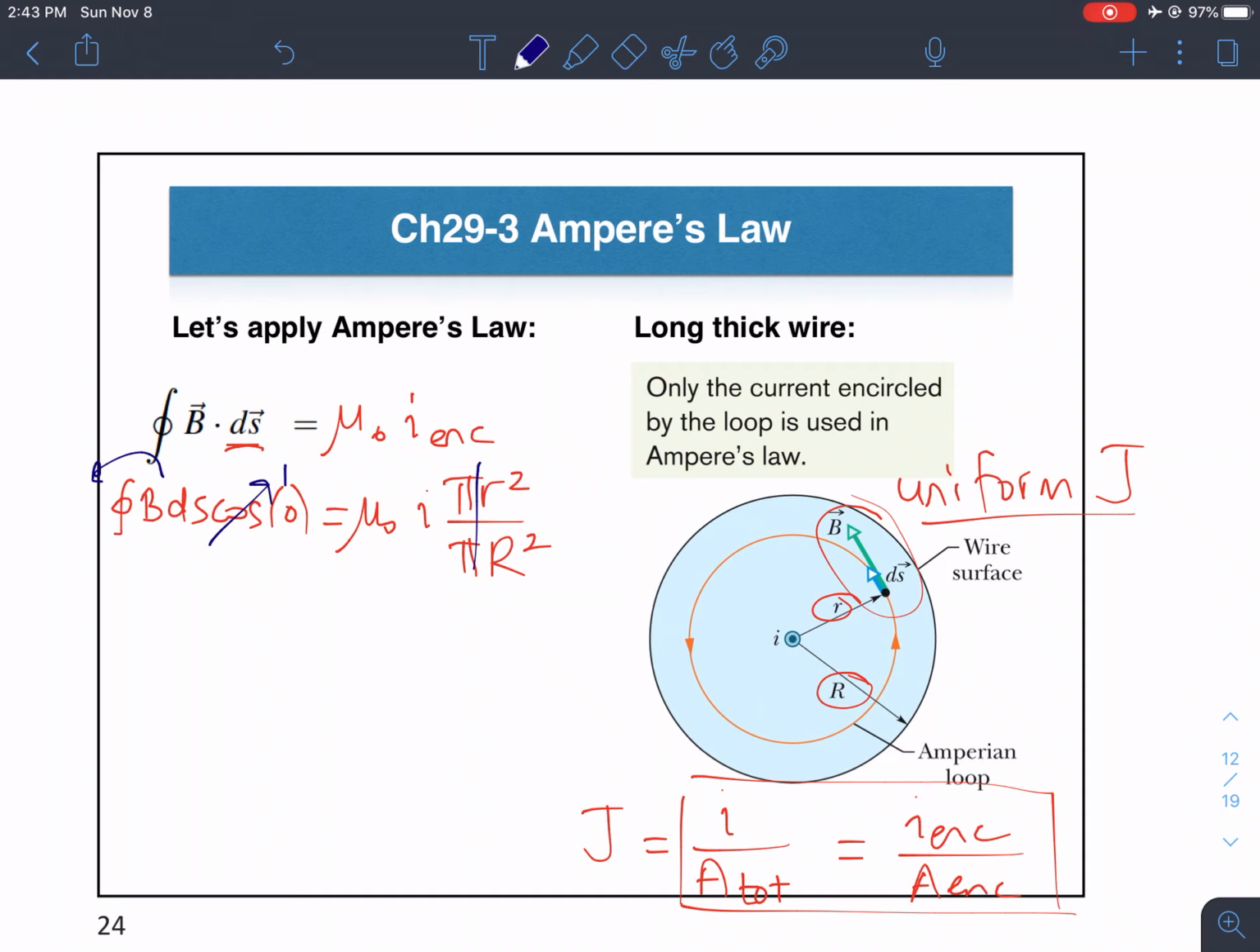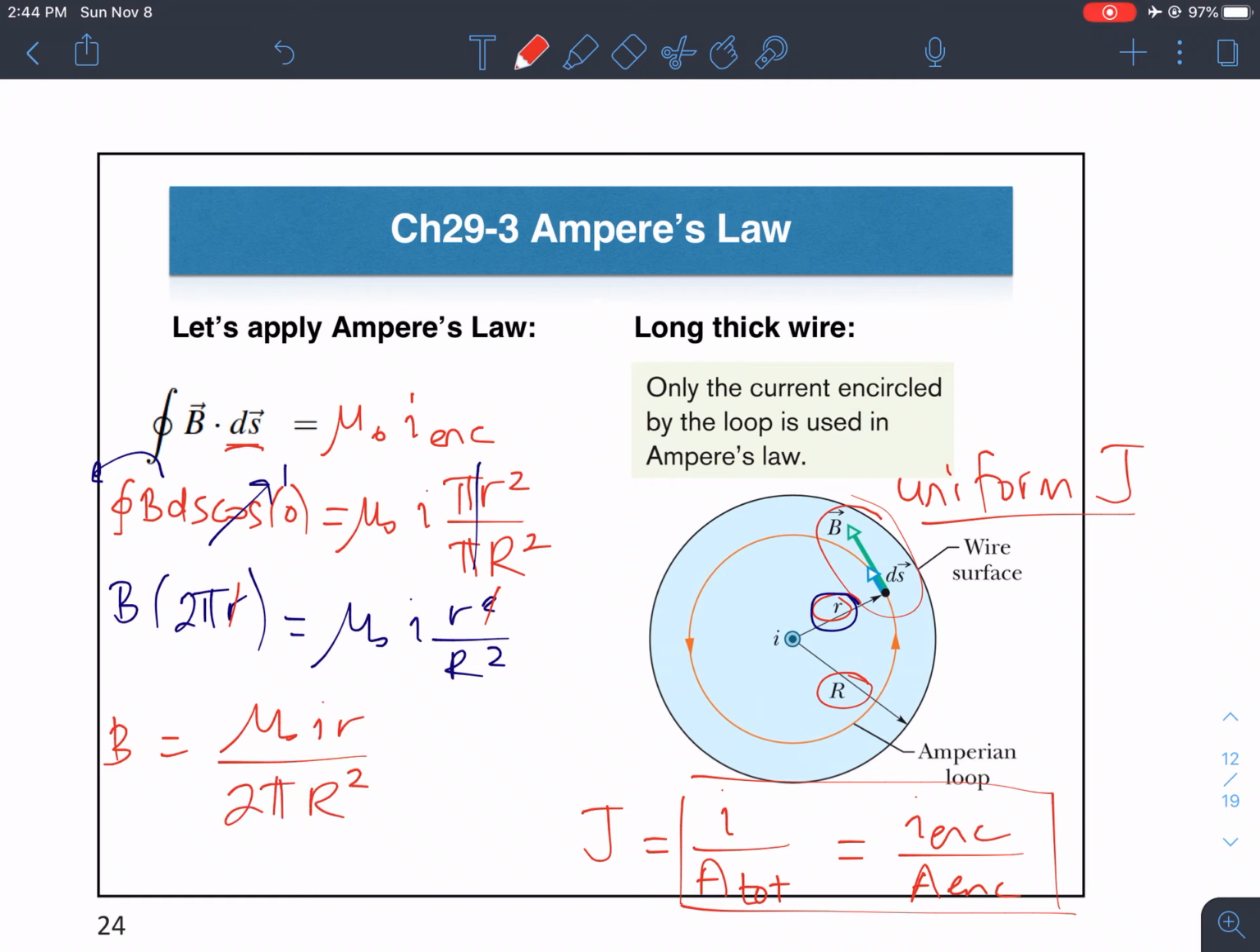So when we put these together, B ds becomes B times 2 pi r. Since we are using the orange circle, this is the r, so you have to pay attention to all those details. I'm writing the circumference of that orange circle, and the radius is little r, not big R. And that's equal to mu naught I little r squared divided by capital R squared. Now, one of those little r's is going to go away, and I can write the magnetic field as mu naught I r divided by 2 pi R squared.